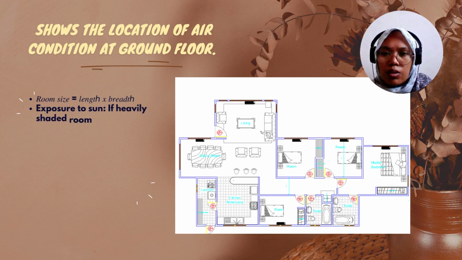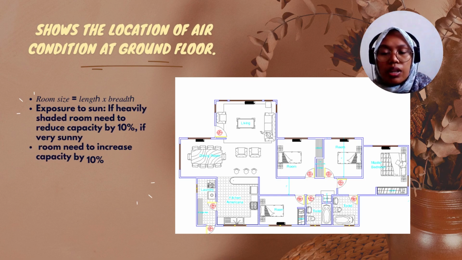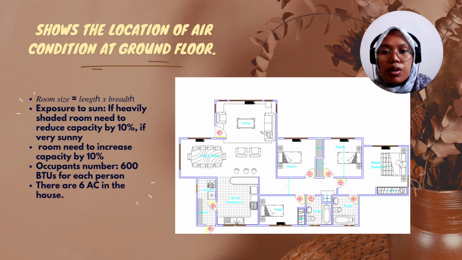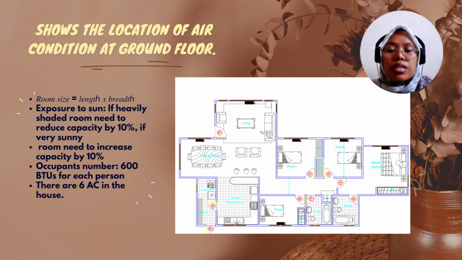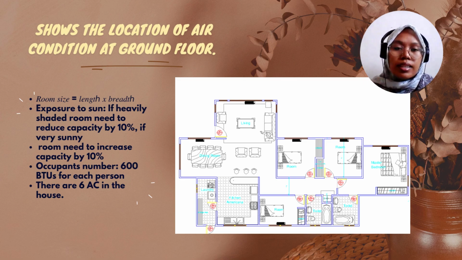So here is the location of the air conditioners on the ground floor. I added a few air conditioners to the plan of the house. So for the room size, it's supposed to be length times breadth. For exposure to sun, if it is a heavily shaded room, we need to reduce capacity by 10%. If very sunny, then the room needs an increase in capacity by 10%. Occupants number is 600 BTUs for each person, and there are about 6 air conditioners in the house.